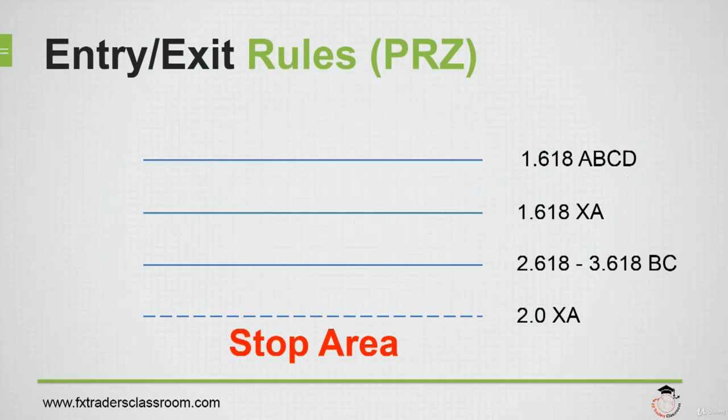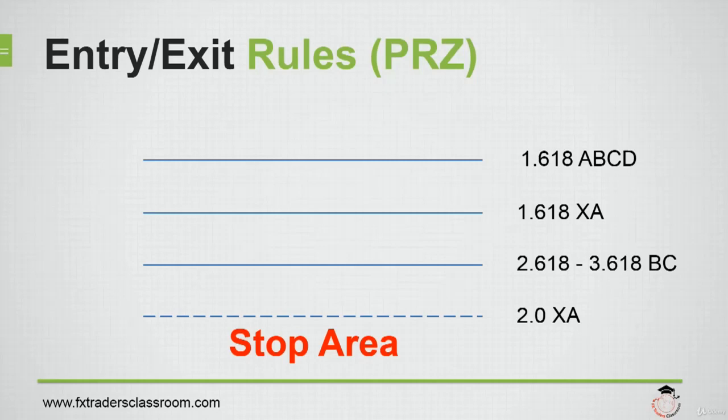The PRZ is the defining moment in this pattern and will be a little bit different than what we've seen before. We will focus on the X to A and B to C projections. Again, we're looking for a 1.618 XA and a 2.618 to 3.618 BC projection. We'll look for the BC to complement the XA for the optimal area. Stops can be a little bit subjective, but since there's typically little structure with this pattern, we use the 2.0 X to A extension for our stop loss area.